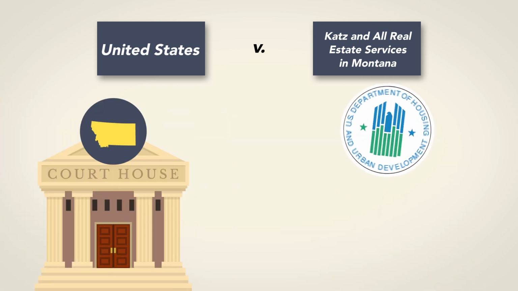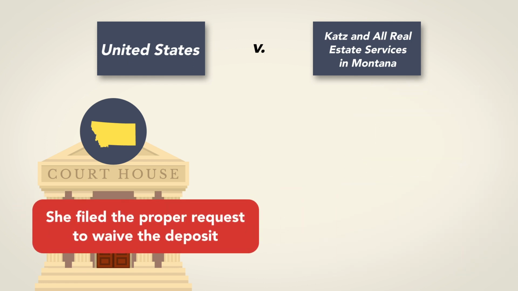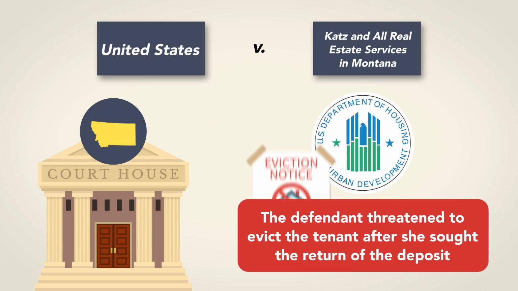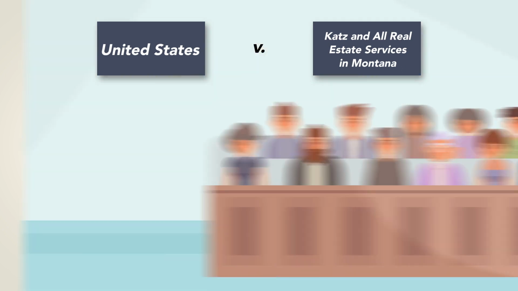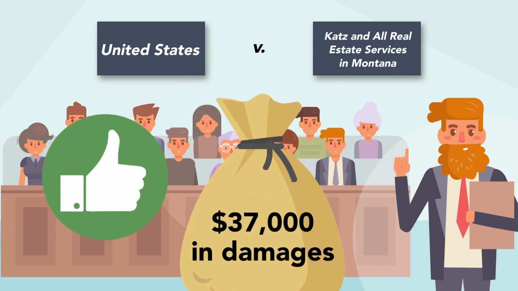HUD filed a complaint alleging that a tenant with a traumatic brain injury was charged $1,000 to cover the pet deposit for her service animal, even though she filed the proper request to waive the deposit pursuant to Section 804(f) of the Fair Housing Act. HUD's complaint also alleged that the defendant threatened to evict the tenant after she sought a return of the deposit. The jury returned a verdict in favor of the United States, awarding $37,000 in damages.